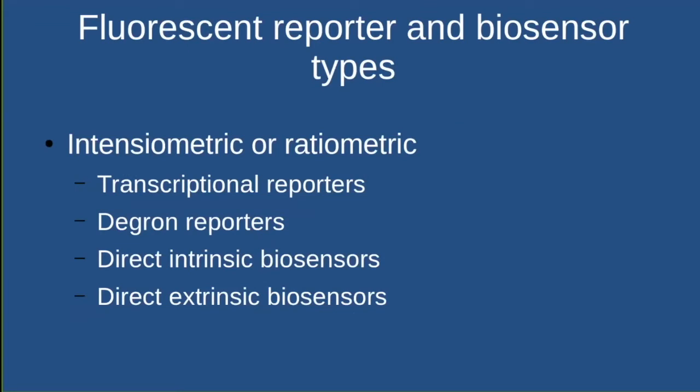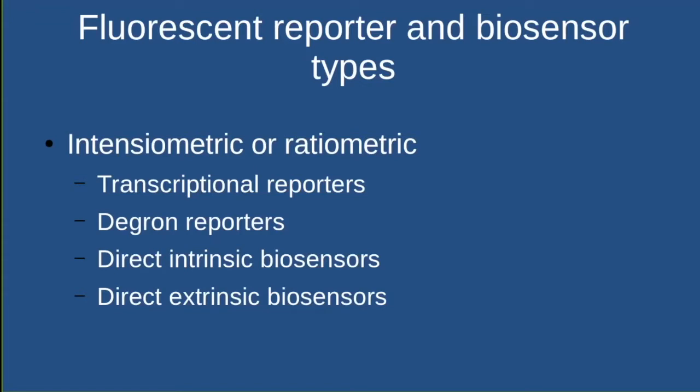Fluorescent reporter systems, I think, can broadly be characterized in two different ways. They can either be intensiometric or ratiometric. An intensiometric sensor or reporter is something where the fluorescence brightness changes should reflect the concentration or the presence of the analyte that you're interested in. With a ratiometric sensor, you measure two different fluorescent spectra, and by taking the ratio of the two of them, you can get an insight into the presence of your analyte. And this is really nice because it allows you to overcome expression differences and optical artifacts and stuff.